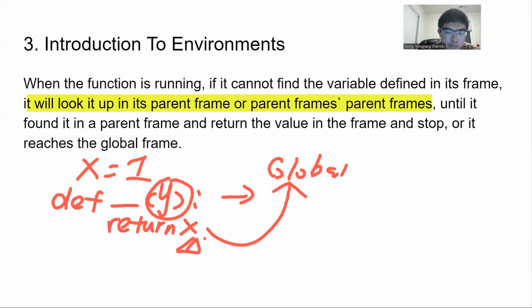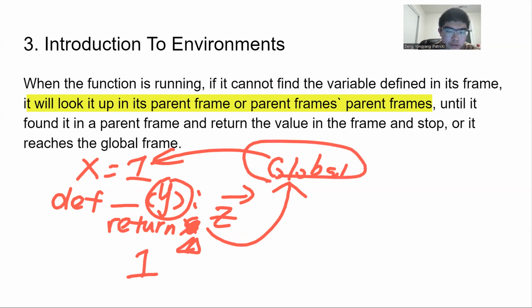So we have to keep track of the global frame, which is the parent frame of the function, and then I'll say, oh, I found x equals 1, which means that I return 1. If I call this C, it will have an error, because I can't find C in my function, and I also can't find C in my global frame, which is the parent frame of the function.